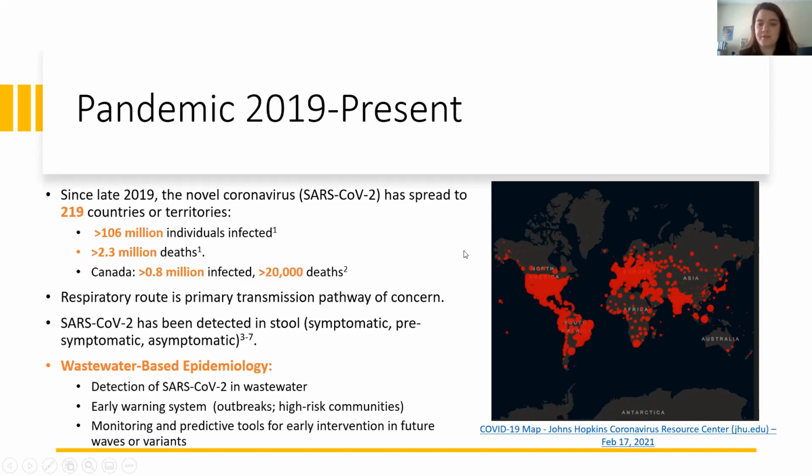And so this figure just on the right here is a map from the Johns Hopkins Coronavirus Resources Center. And so as you can see, it's a pretty widespread virus. It's all over the world, but there's especially dense patches in the United States, in Europe, and as well in this area around India too.